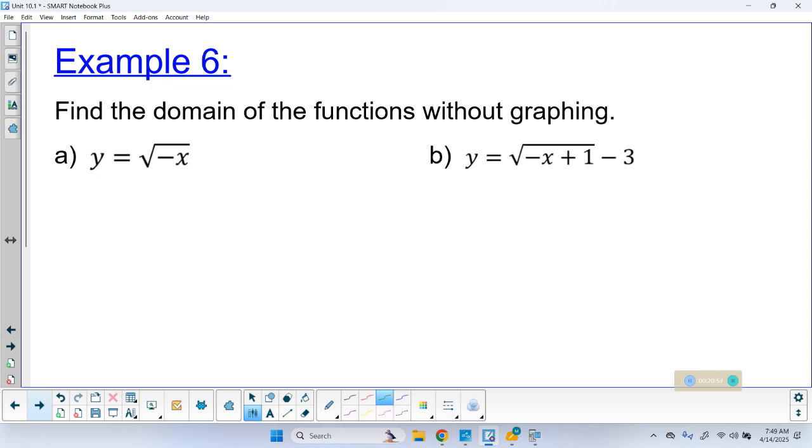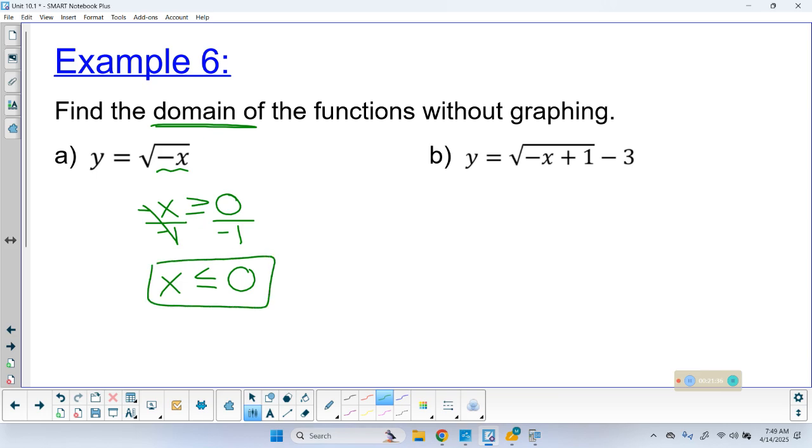Now in our last example, what we're going to do is find the domain of the functions without graphing. So it's just going to be our domain. With the first one, we have y equals the square root of -x. Remember, for your domain, you only take what is underneath of your square root. So we just take the -x and we want it to be greater than or equal to 0. If x has to be a positive, we need to divide by a -1 to make x a positive. Remember that whenever you multiply or divide by a negative, you have to flip the inequality. So it has to be x is less than or equal to 0 divided by -1 is 0, and that's going to be our domain.